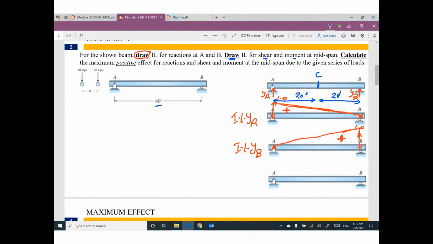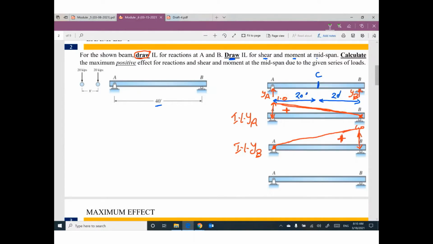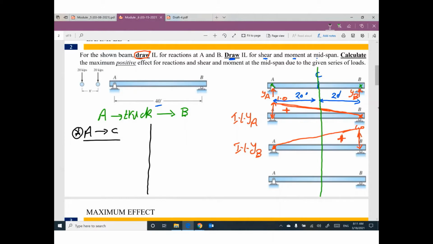Do you remember? If you would like to draw something else rather than reaction, we need to do some calculations first. By the way, point C will divide the trip between A and B. Do you remember this story? Your truck is moving from A to B. Point C divided this trip into two parts. The first part from A to C. The second trip will be from C to B.